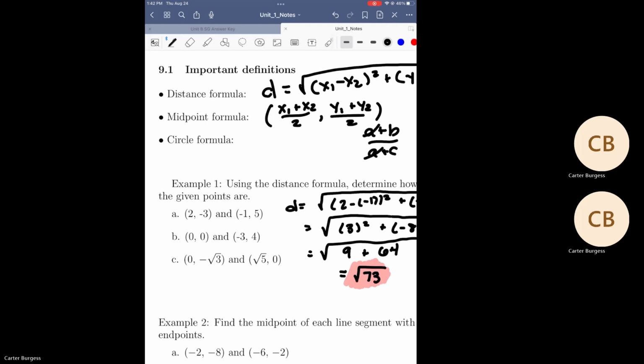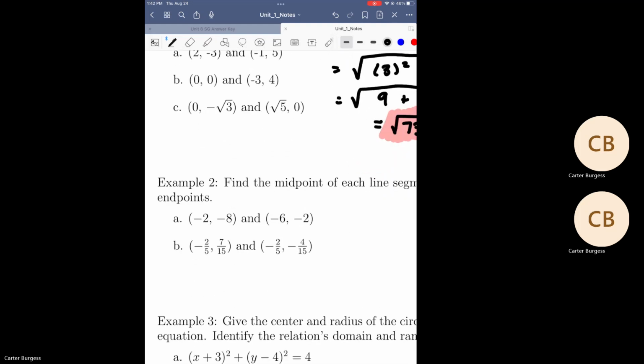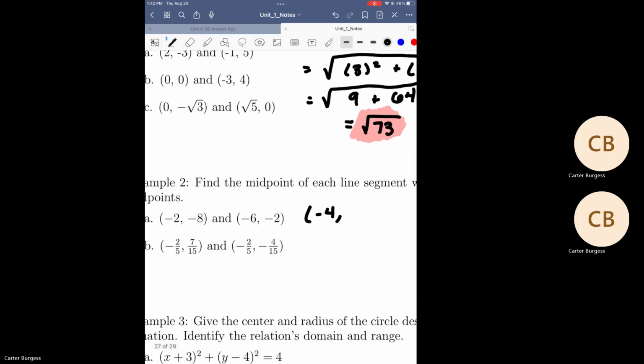I think a lot of the times midpoint problems are easy enough that you really don't need a formula to do them. For instance, looking at example 2a here, trying to find the midpoint between these 2 points, what is the value that sits perfectly in the middle of -2 and -6? -4. And what is the value that sits perfectly in the middle of -8 and -2? -5. And that's the midpoint.